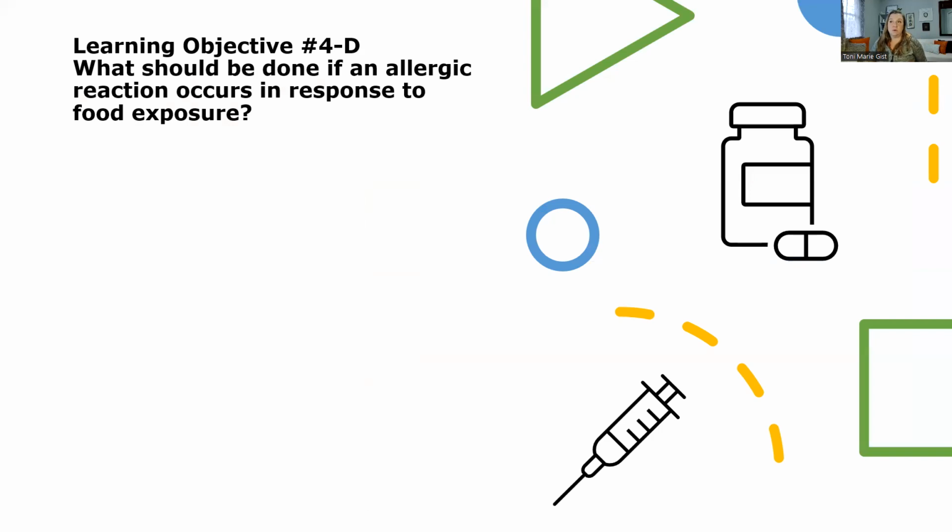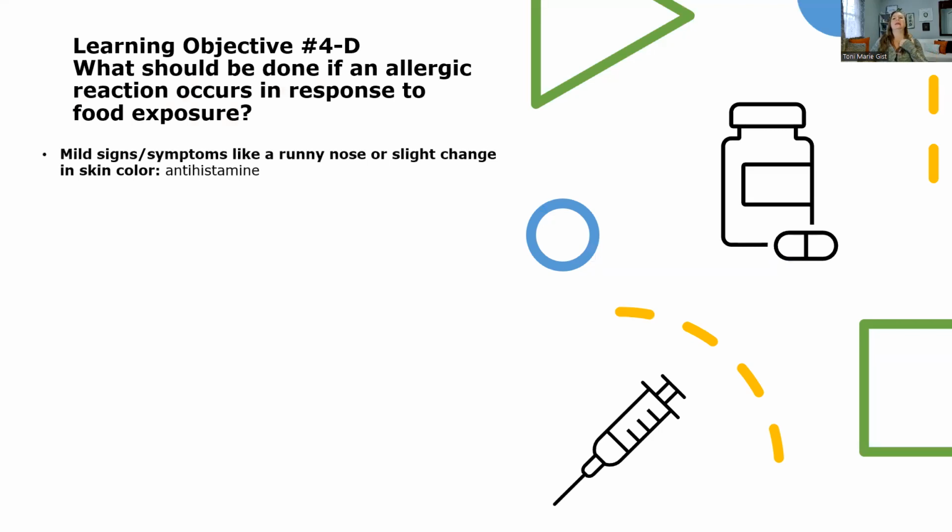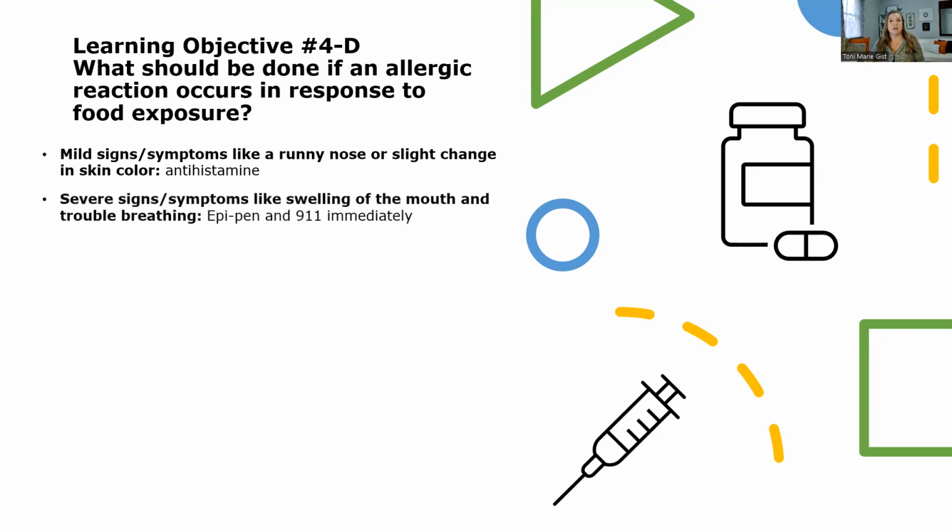If someone is exposed to an allergen and they start having a reaction, what should be done? Well, if there are mild signs and symptoms like a runny nose, a little bit of blotchiness in the neck, but nothing major, not hives, you can start by taking an antihistamine. There are over-the-counter antihistamines that look like those little pink pills. Most households have some of them. Take it as directed. I would also encourage you to call your doctor just to confirm that no more treatment needs to be done.